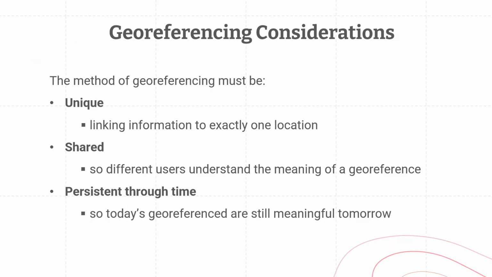Now let's learn about some georeferencing considerations. The methods of georeferencing must be unique because linking information to exactly one location. The georeferencing method must be shared so different users understand the meaning of a georeference. Georeferencing method have to be persistent through time, so today's georeferenced are still meaningful in tomorrow.